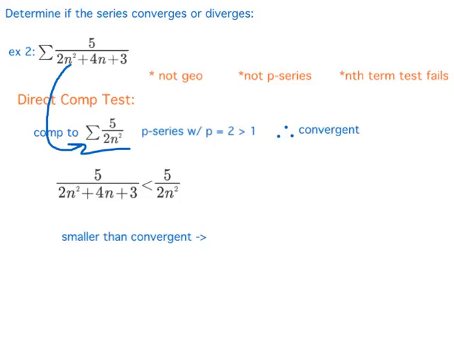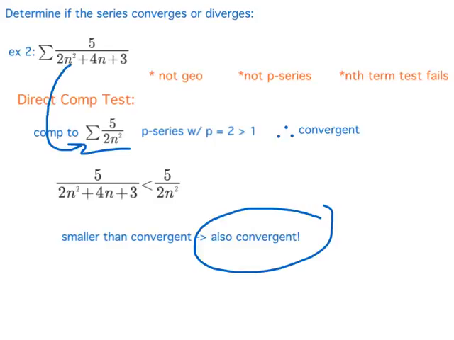Okay, what does smaller than convergent mean? That means that Kevin Durant can fit through the door. Can I fit through the door? Yeah, I can. Okay, so smaller than convergent means also convergent. Love the direct comparison test.